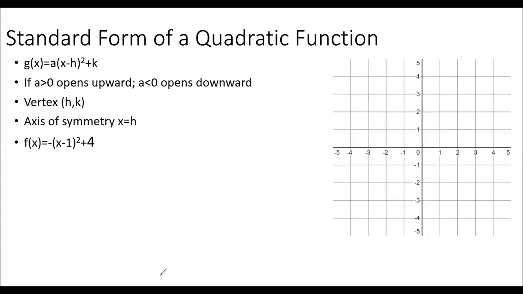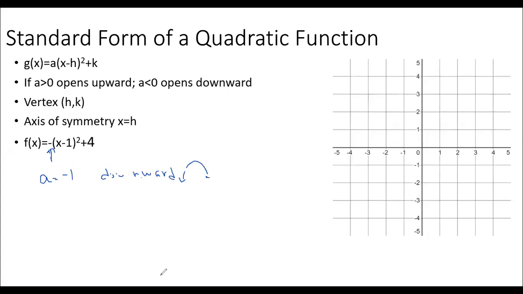So we want to look at this. The first thing that we want to know is what this a is. Well, a is equal to negative 1. So this is going to open downward. So we're going to have a parabola that looks like this. Okay, that's helpful. So the vertex is going to be our maximum point.